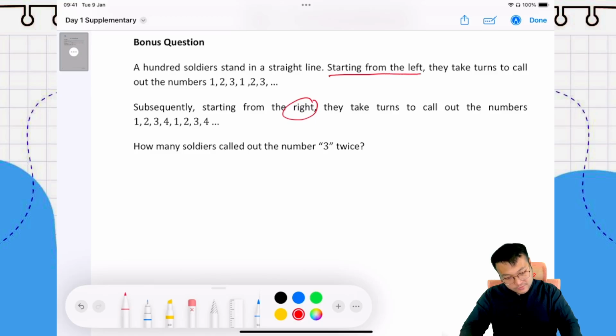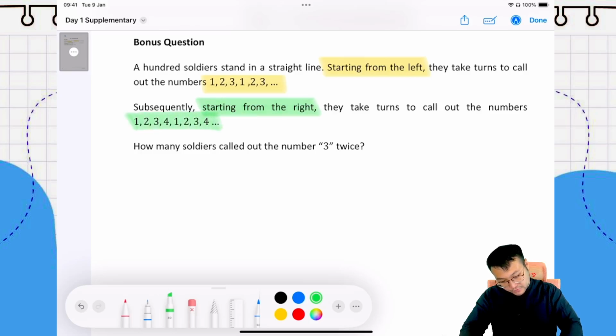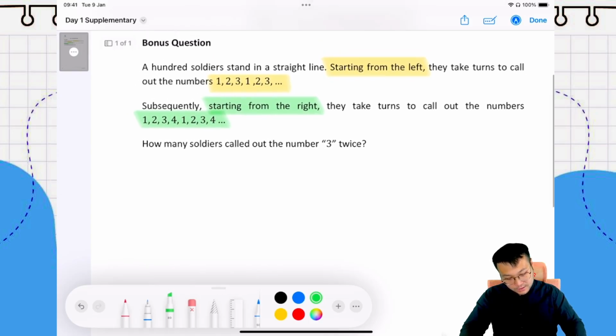So over here they start from the left. Okay, let me highlight. Starting from the left, they call 1, 2, 3, 1, 2, 3, 1, 2, 3. Starting from the right, they call 1, 2, 3, 4, 1, 2, 3, 4, 1, 2, 3, 4. How many soldiers called out the number 3 twice?